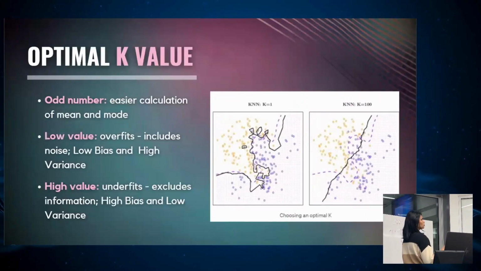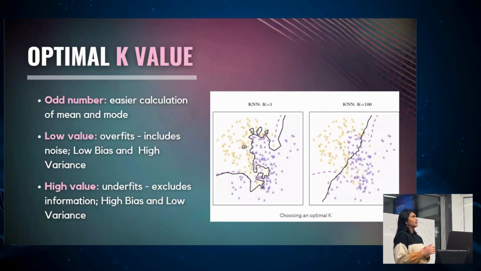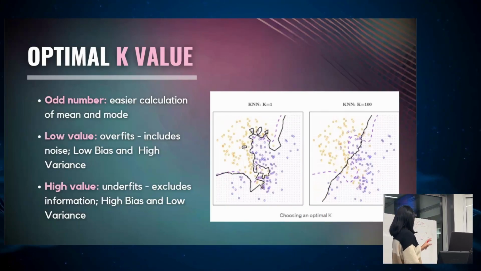So how do you find the correct k value? That is the most important part of this algorithm. One thing is that, like I said in the beginning, it is calculating mean and mode. So for this, it is easier for it to be an odd value, where the calculation of mean and mode has a little bit more clarity.